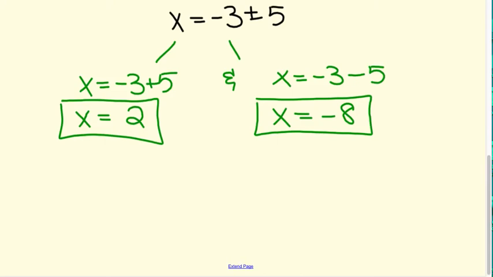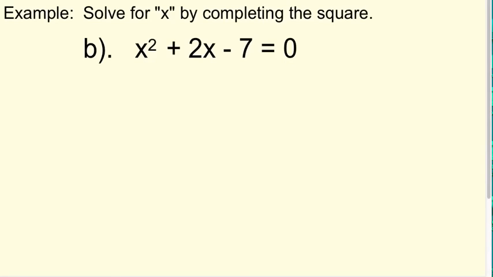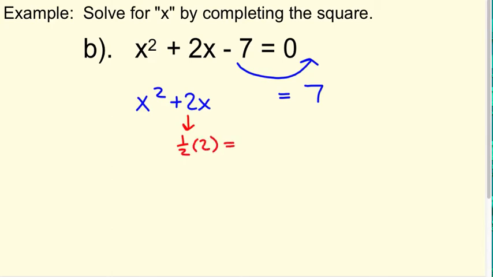Let's practice with another one. So here's a quadratic equation in standard form. Bring that constant over to the right-hand side. So you have x squared plus 2x equals 7. Leave some room. Take half of the middle term, so half of 2 is 1. Then square that number, and you get 1. So I'm going to add 1 here. I have to balance it out, so I have to add 1 on the right.